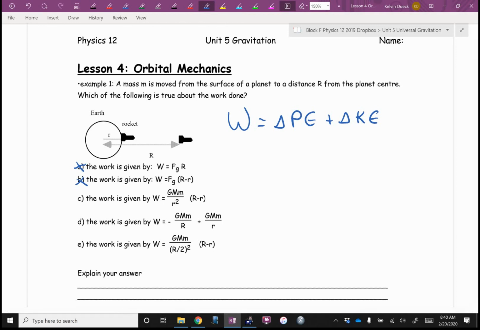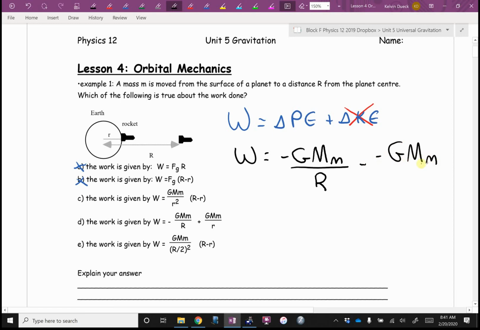Looking at this picture, I'm going to assume that the change in kinetic energy is 0, because it doesn't say the word orbit. It just says moved. So this is going to be negative big G, big M, little m over R final, and I think R final is big R from the picture, minus negative big G, big M, little m over little r, which is R initial.